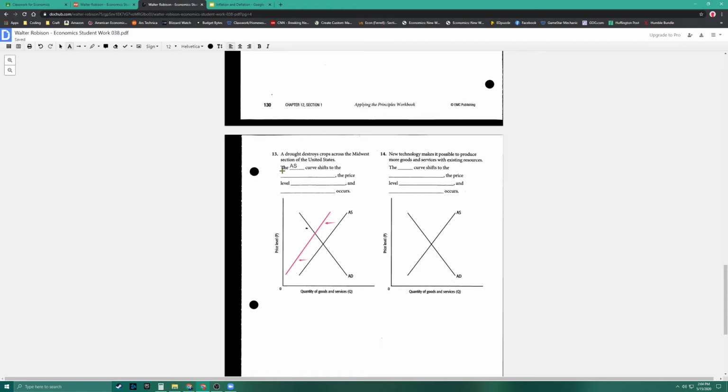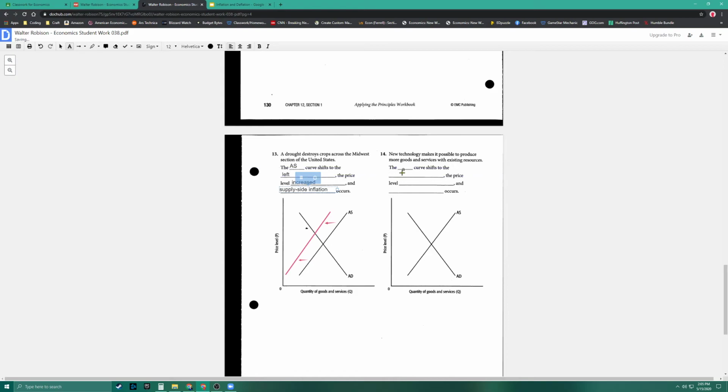So left. What's happened to my price? This was where my price was. This is where my price is. So price has increased. And so aggregate supply, so this is going to be supply side. And then we have to figure this out. Is it deflation or inflation? Well, the price has gone up, so it's inflation.